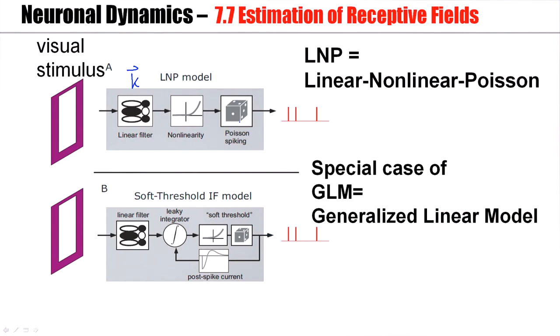Now this is a special case of the model we had before. The model before had, in addition, this post-spike current, the spike after current. The linear filter can be combined with a temporal filter, here modeled as a leaky integrator. So we are back here in the framework of generalized linear models or spike response models with escape noise.